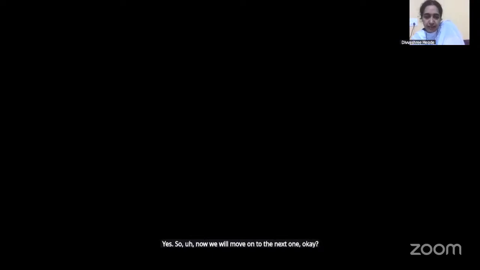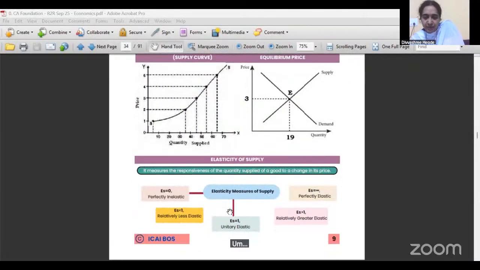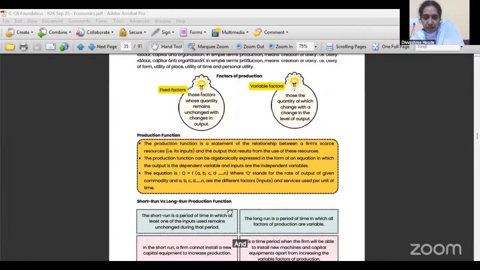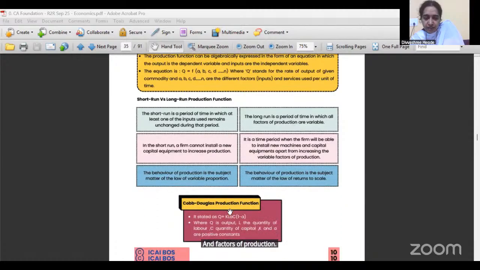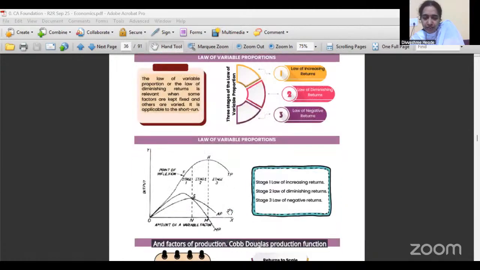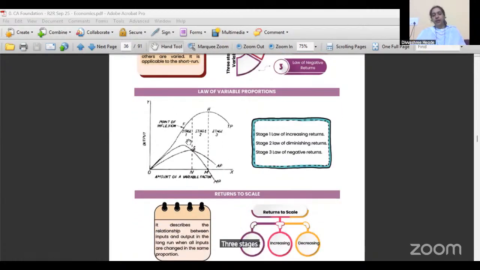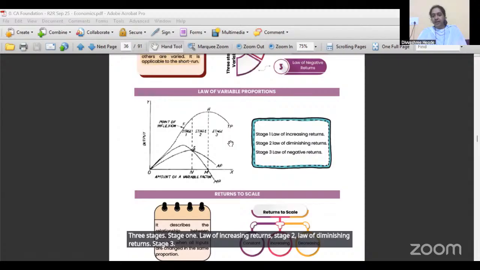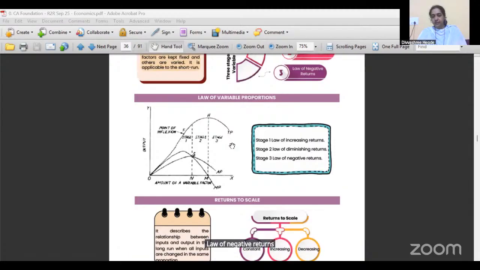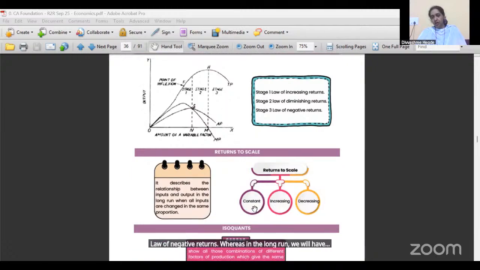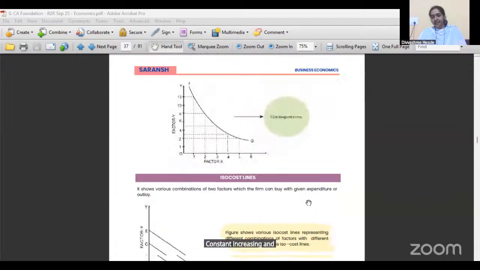Elasticity of supply and factors of production. Cobb-Douglas production function we have discussed. Three stages: stage one, law of increasing returns; stage two, law of diminishing returns; stage three, law of negative returns. Whereas in the long run, we will have constant, increasing and decreasing returns.